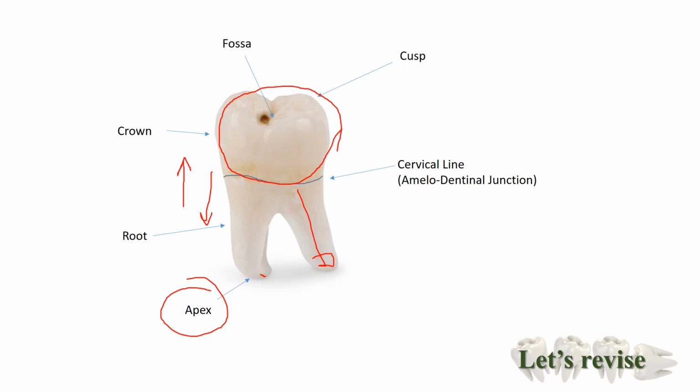And then here, just in the centre, the gap between the crown and the root of the tooth is called the cervical line, or the amelodentinal junction. And the reason for that is this is usually the point where the enamel gives way to cementum at the bottom of the tooth.